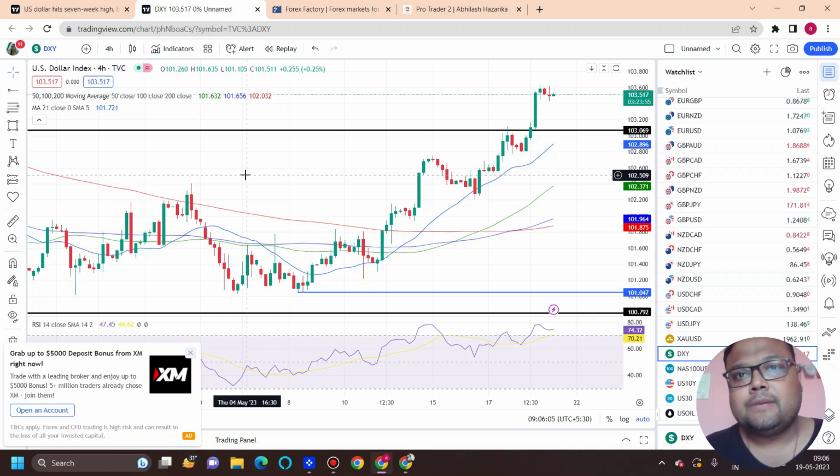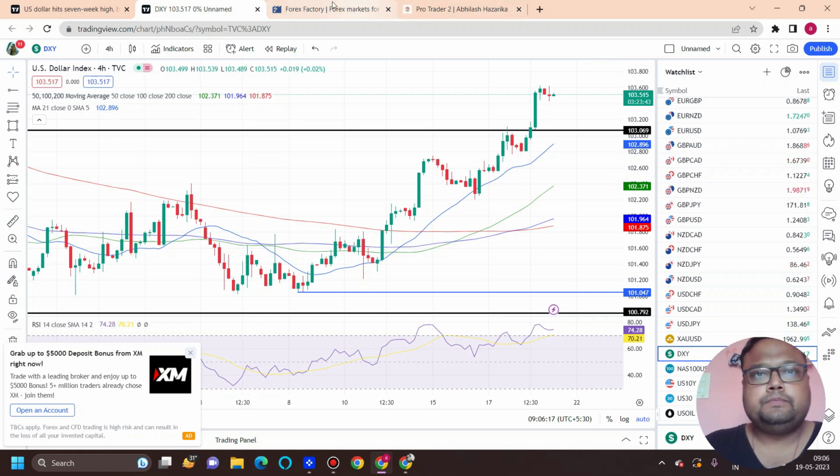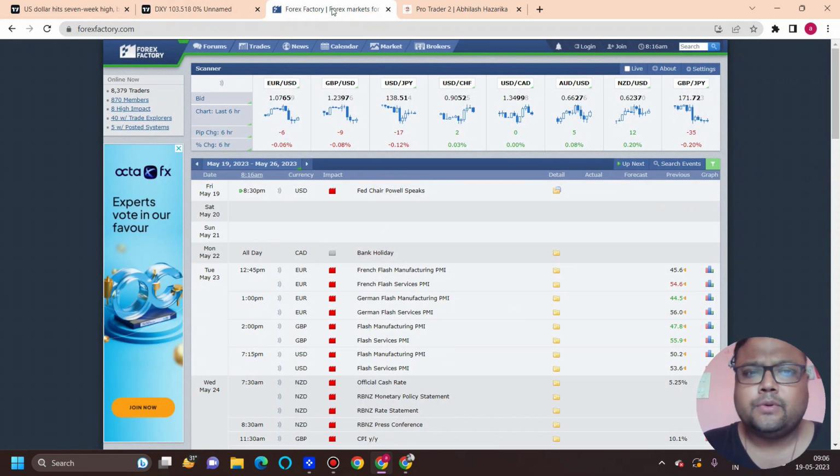If he really talks about interest rate hikes, then we will see further upside on the chart of DXY. That means it will bring further sell-off on the chart of Euro USD, Gold USD and others. So today's speech will be very important. And to find out the time, just go to any economic calendar like forexfactory.com, myfxbook, you'll find it.